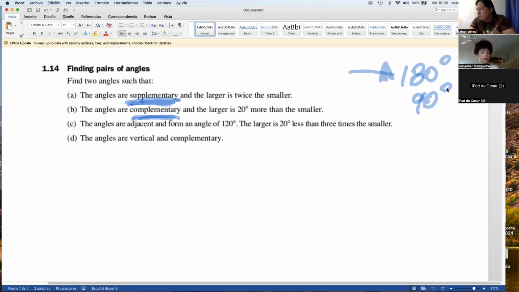Do you understand the problem? Okay, and C and D. Do you know what adjacent are? Adjacent. They are side by side. For example, those two angles are adjacent.